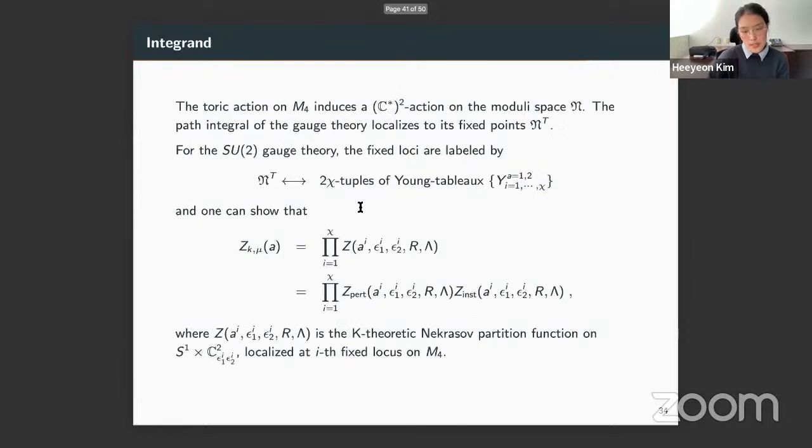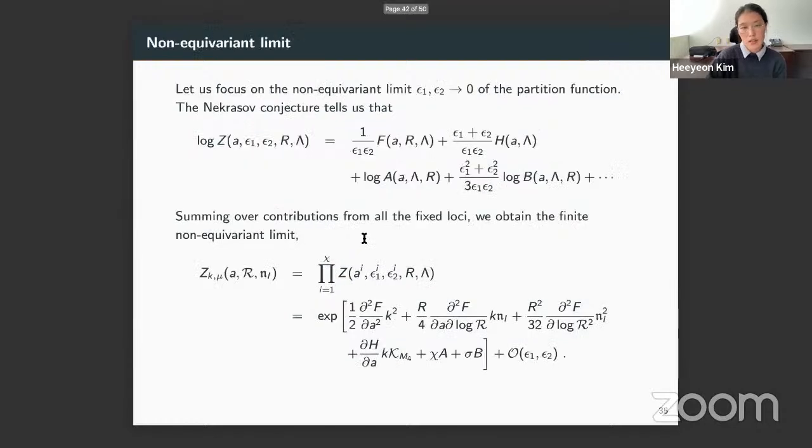So each of those factors can be written in terms of the free potential in the non-equilibrium limit, which is essentially the Nekrasov conjecture, which tells us that in the limit epsilon 1, epsilon 2 goes to 0, this has the singular behavior, which can be written in the following expression. However, summing over the contribution from all the fixed loci, we obtain a finite non-equilibrium limit. And the result is some expression that you can write in terms of the couplings that I introduced in the discussion of the U-plane integrand.